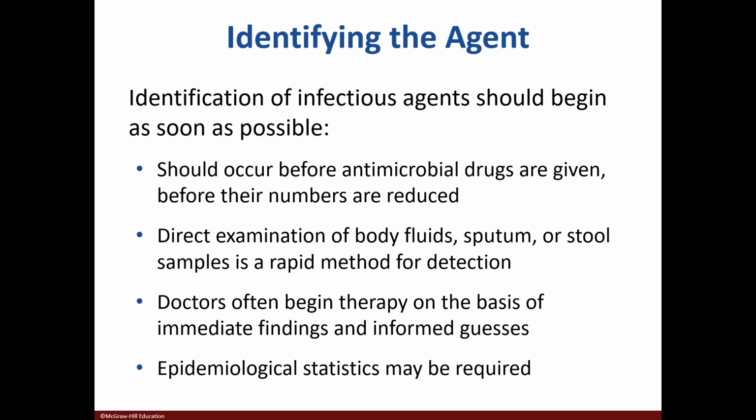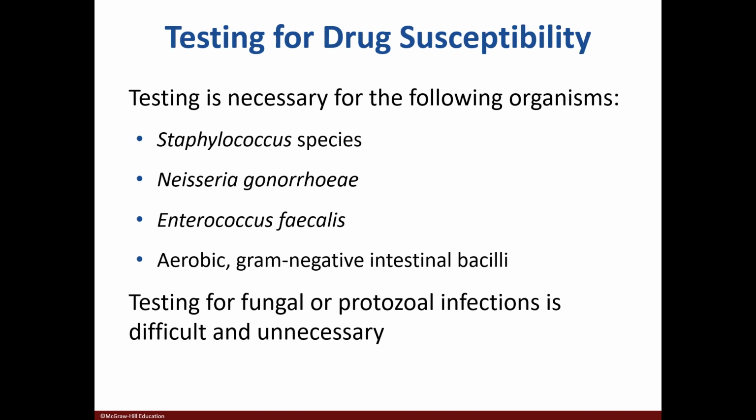It's important to identify the microbe immediately. This needs to happen before the drug is administered. Examination of substances from the patient may be used for detection. Oftentimes, physicians will make informed guesses as to what the microbe is. This is done so as not to delay treatment. Certain organisms like Staphylococcus, Neisseria, and Enterococcus need to have sensitivity tests performed immediately. Fungal and protozoal infections don't require susceptibility testing because the antimicrobial drugs generally target all members in these groups.